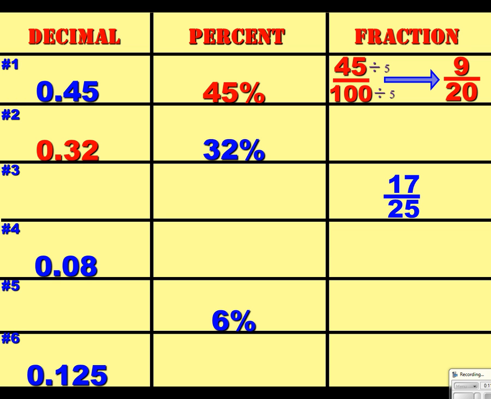And then let's change this decimal into a fraction. Now here's another thing that I didn't talk about yet, but if you say the decimal the right way, you're also saying the fraction. So how do you say this? Instead of saying 0.32, you would actually say 32 hundredths. So there's your fraction, 32 hundredths.